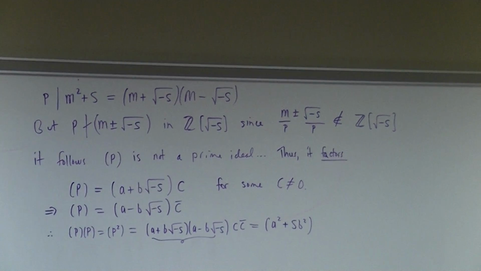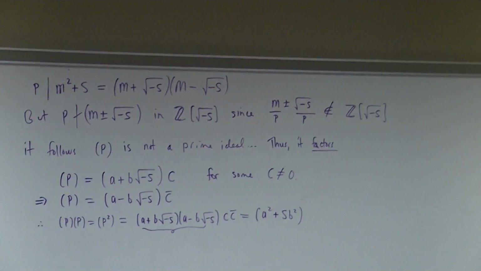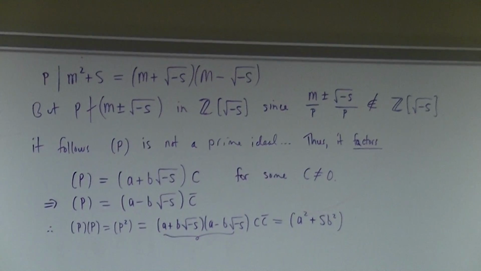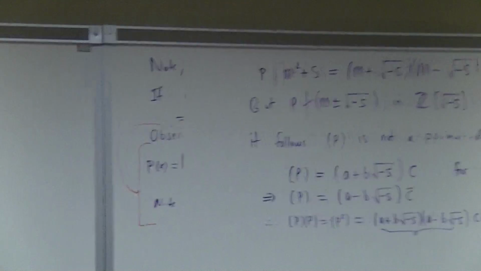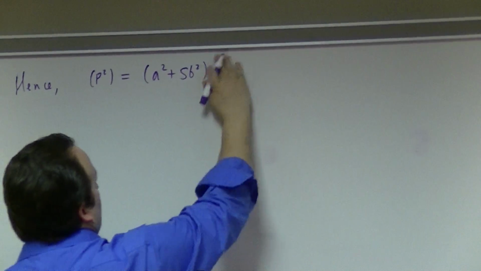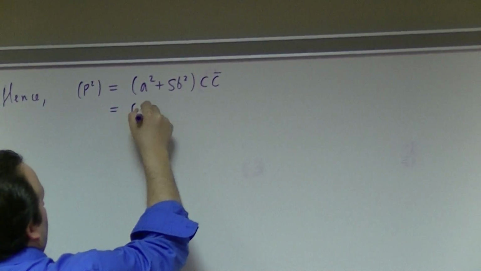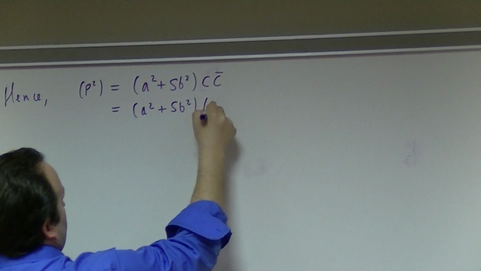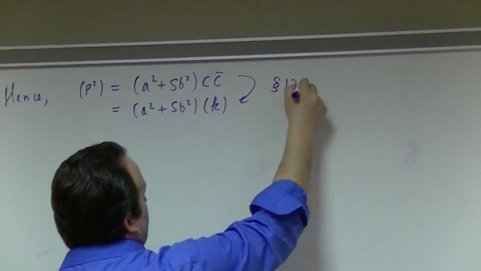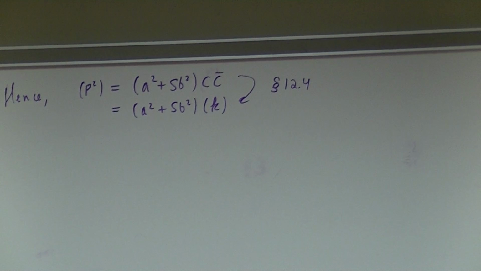What's c c bar? I mean, c c bar is a product of the ideal and its conjugate, right? That's just the ideal generated by k for some integer k. So, hence, p squared is equal to a squared plus 5b squared times k. I'll write it again, c c bar, but that's equal to a squared plus 5b squared times k. Right, by section 12.4 we started with today. Okay, then what?